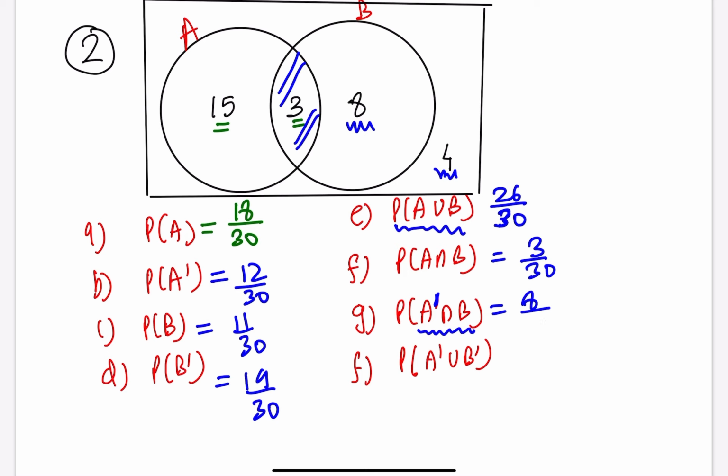Last one, we have the probability of A prime union B prime. A prime union B prime would be everything that is not in A or everything that is not in B. In that case, we wouldn't count the intersection of these; we will count all of the rest of the elements. So we'll count the 15 and 8 and 4, and not count the intersection. So 15 plus 8 plus 4, that would be 8 plus 4 is 12, plus 15 is 27, divided by 30.